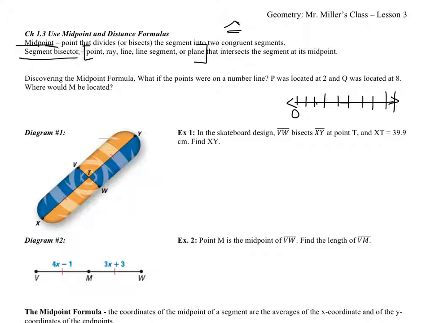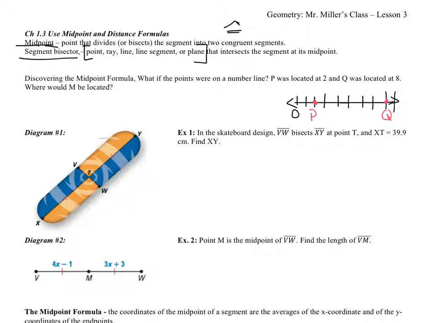So we have a couple points located on here. We have a point that's located on 2, so 0, 1, 2. So a point here, and that point is point P. And then we have Q located at 8, 3, 4, 5, 6, 7, 8. And we have point Q located here. And then where would the midpoint be?